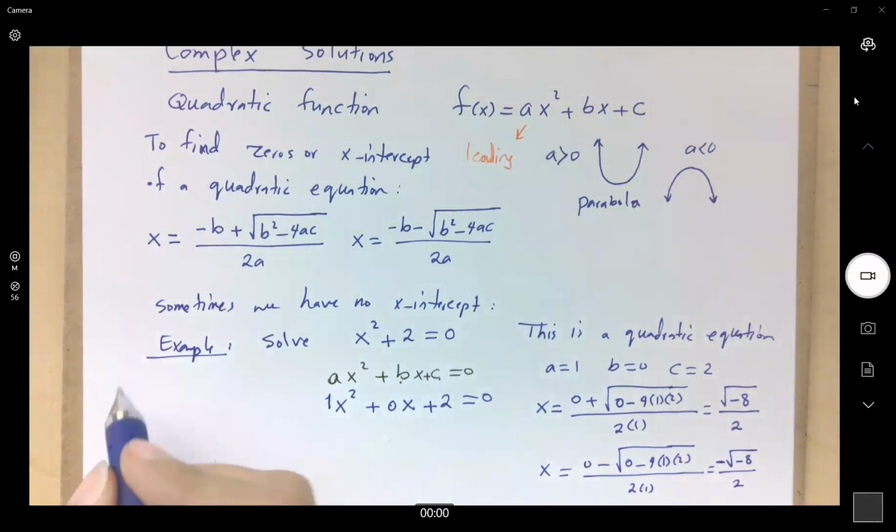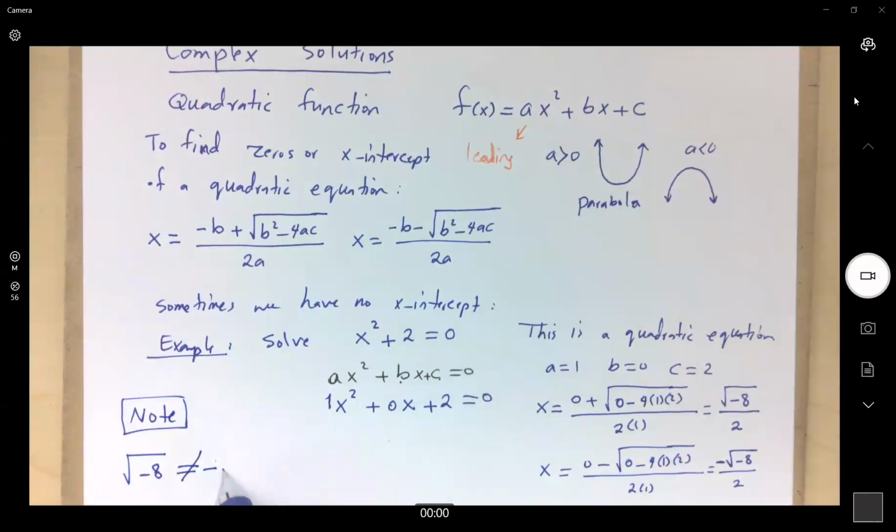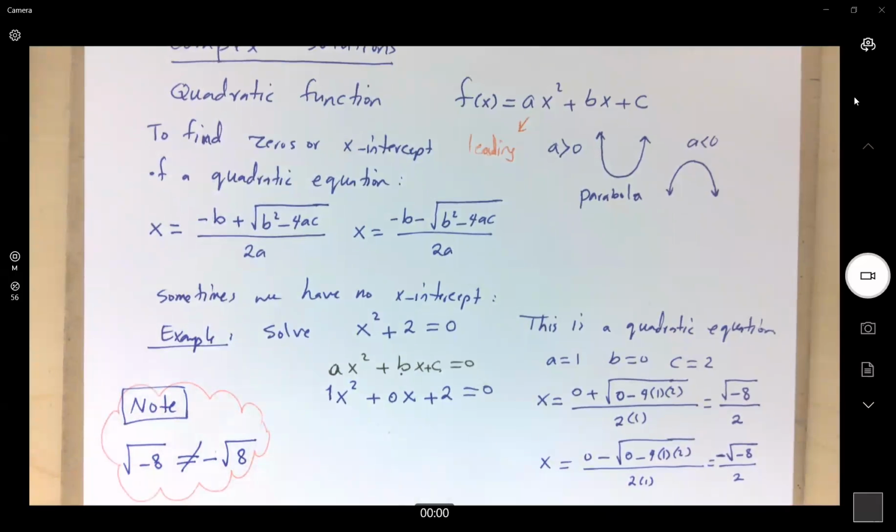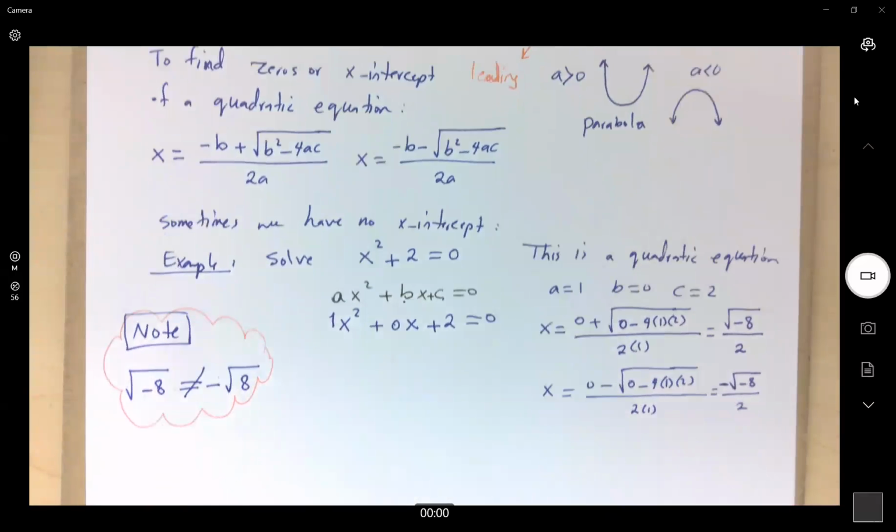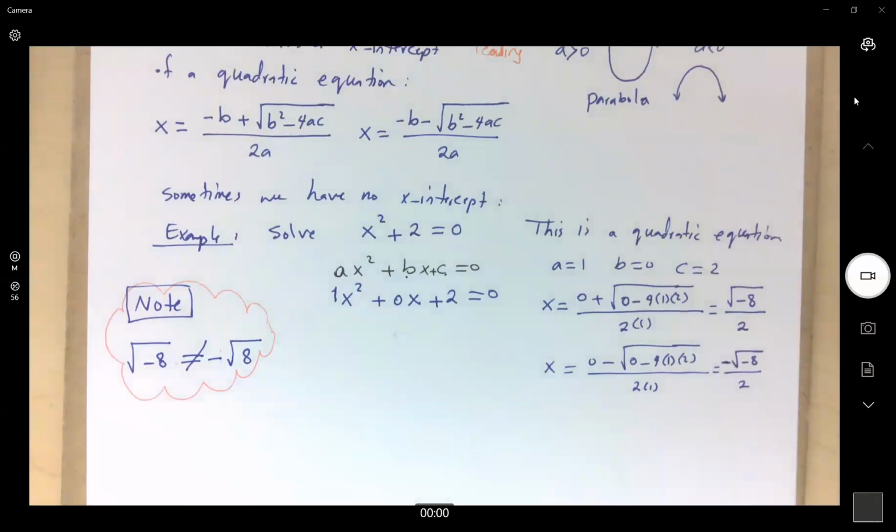So, note that square root of negative 8 is not minus square root of 8. We cannot write it this way. They are not equal to each other. You cannot take this negative sign outside your radical. We have a definition for this. Here we introduce the complex numbers. So let's try to analyze this. We need a new concept, a new name, a new mathematical object.